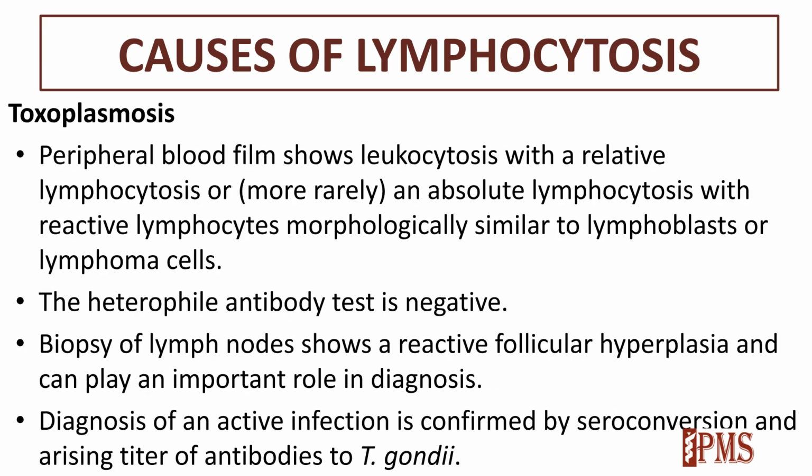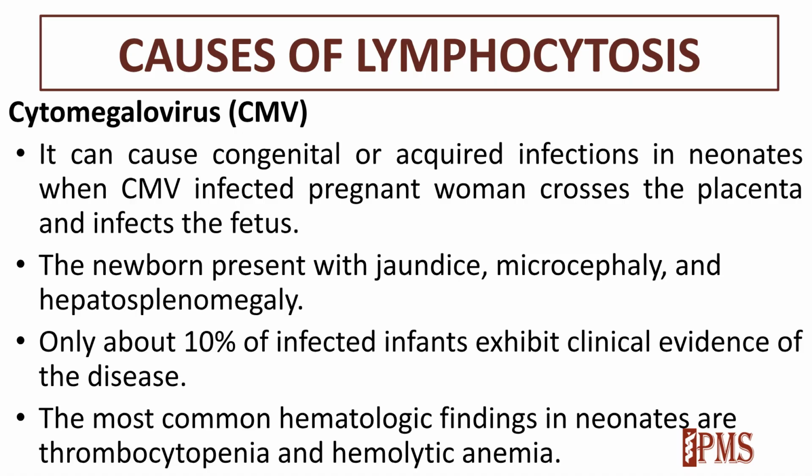Peripheral blood films in toxoplasmosis show leukocytosis with relative or, less commonly, absolute lymphocytosis, including reactive lymphocytes. The heterophile antibody test is negative. Diagnosis is confirmed by seroconversion and a rising titer of antibodies to T. gondii. Cytomegalovirus, or CMV, can cause congenital or acquired infections.